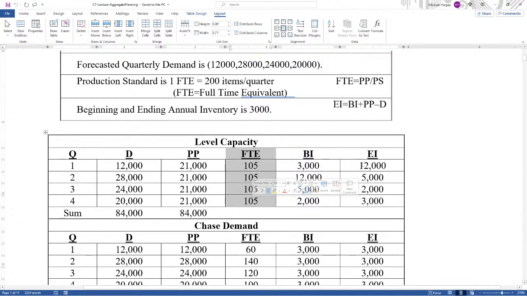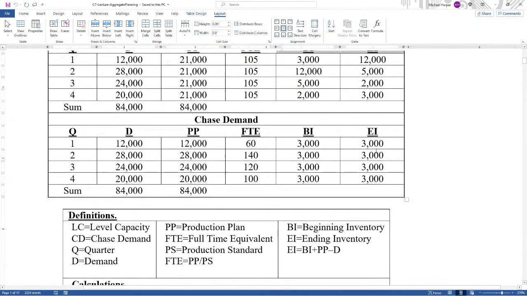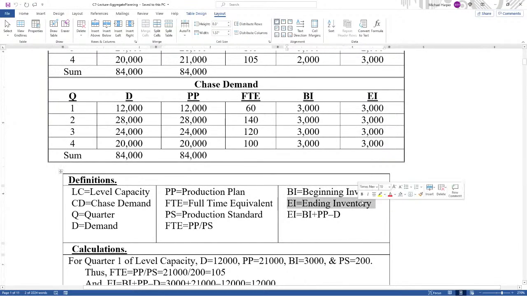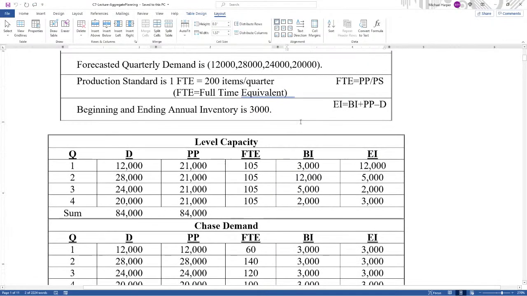So the FTE is the capacity. Level capacity is defined by your FTEs, not production. We'll see in this lecture, when we begin modifying things, that the production plan for a level capacity may not be constant, but the FTEs will be constant. There are different ways of doing that. So this is our labor, this is our productivity, and this is our demand. Remember, the fourth thing is inventory. BI and EI stand for beginning inventory and ending inventory. Suppose we have the requirement that beginning and ending inventory is 3,000. We're going to start the year with 3,000, and end the year with 3,000.